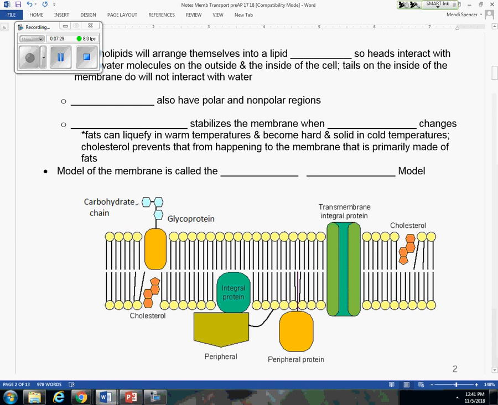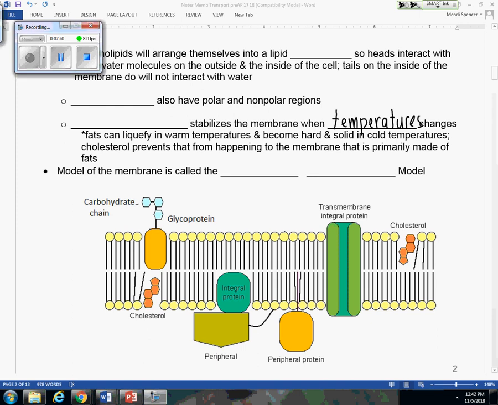So what cholesterol is able to do is it stabilizes the membrane when temperatures change. It keeps the membrane more fluid when the membrane or the cell is cold, but it keeps the membrane more solid whenever the temperature gets too warm. Again, we wouldn't want that cell membrane to liquefy.